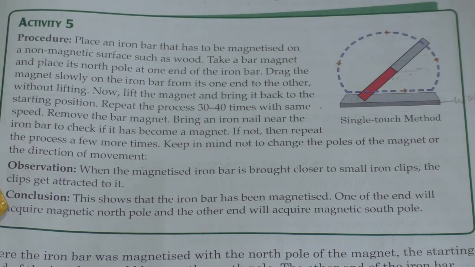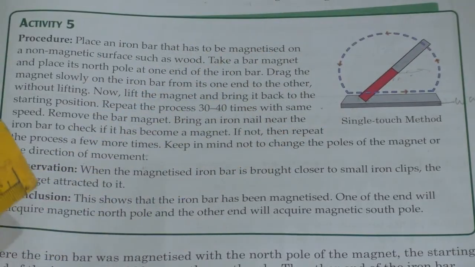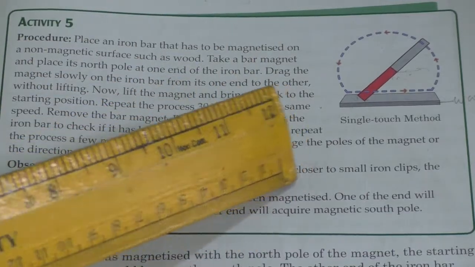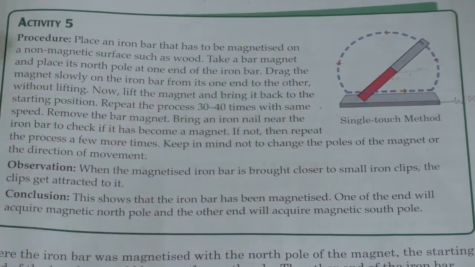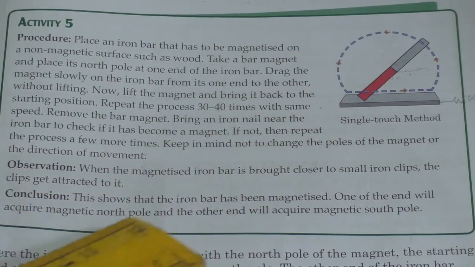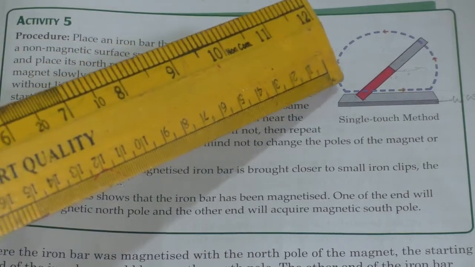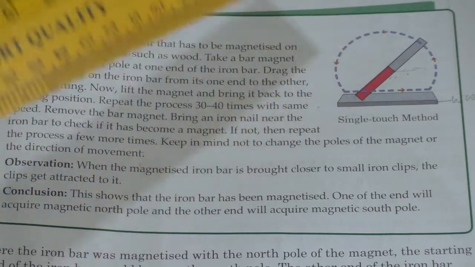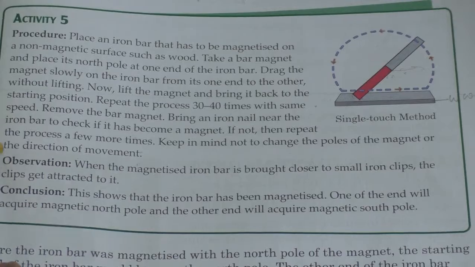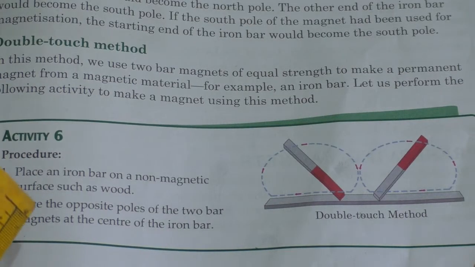At the end, the iron bar has been magnetized. It will turn into a magnet. One end will become the magnetic north pole and the other end will become the magnetic south pole. Red color denotes the north pole. So, this is the single touch method. Yes children, now the double touch method.